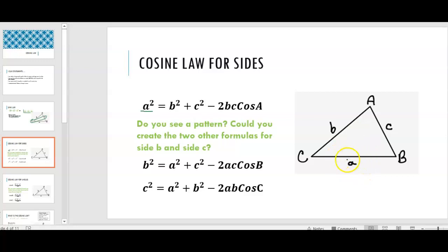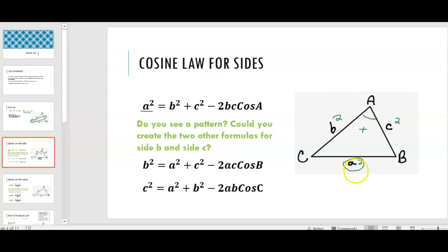So we have a squared equals b squared, the other two sides. We have this b squared, we're adding them together. We're adding the other two sides squared. And then we are going to subtract double the product of these two sides multiplied by the cosine of the angle that is opposite the side that we're solving for. It's very important that you understand this pattern, because regardless what side is given to you, you can easily put this formula together. One more time. This side squared, one of the sides squared, doesn't matter which one, I'm not even going to label them.